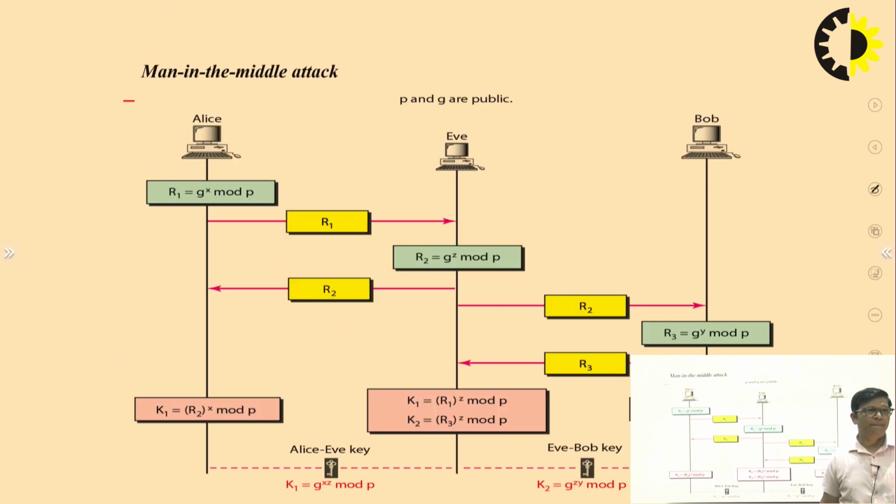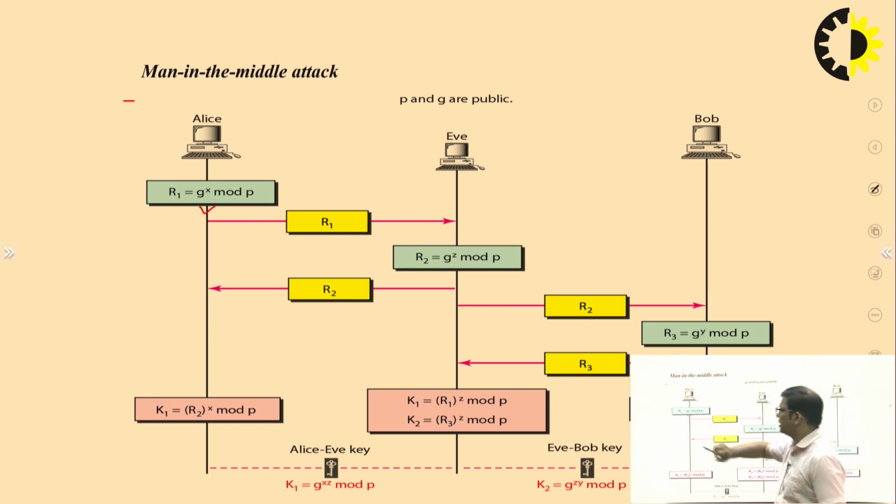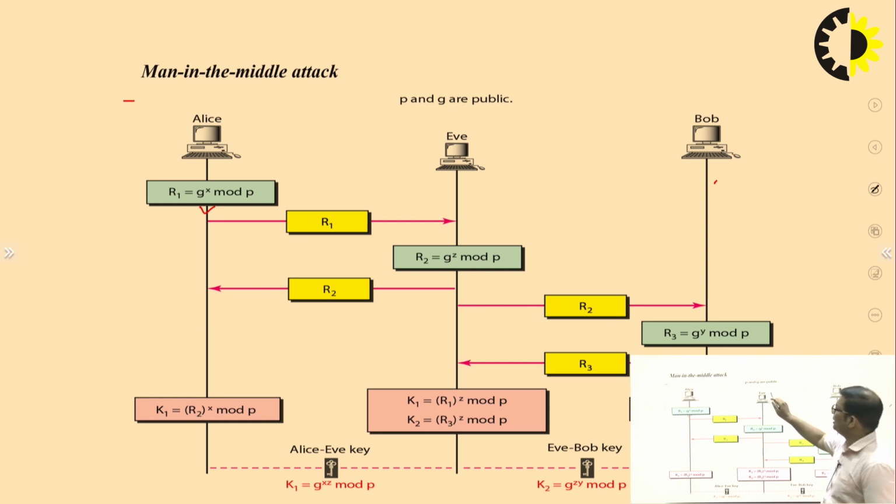Same for both. So this is the attack. Now let's see what a man-in-the-middle attack is. R1 is generated by Alice, and there is Bob. This is Eve.